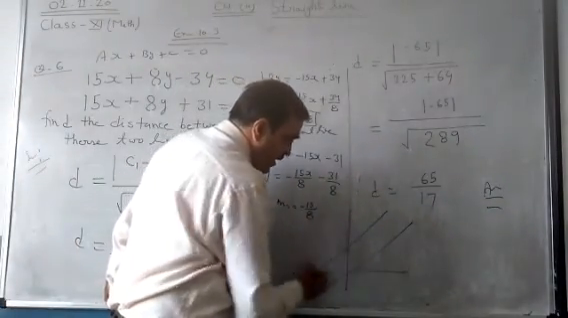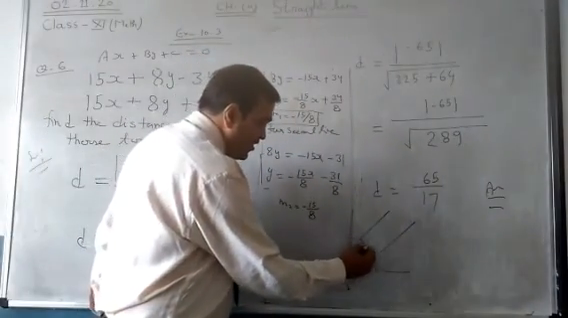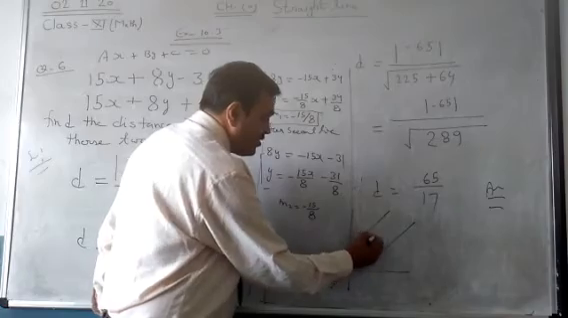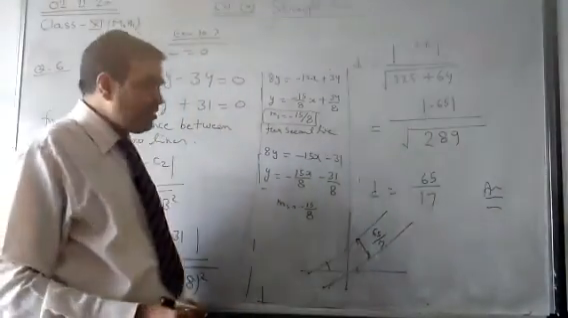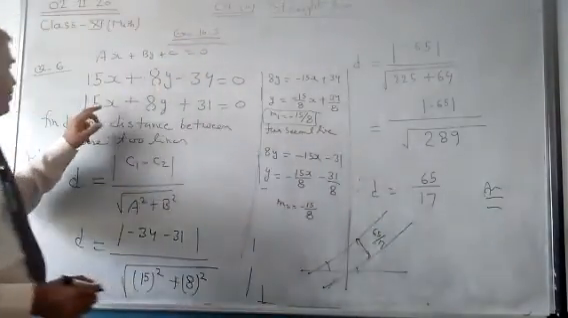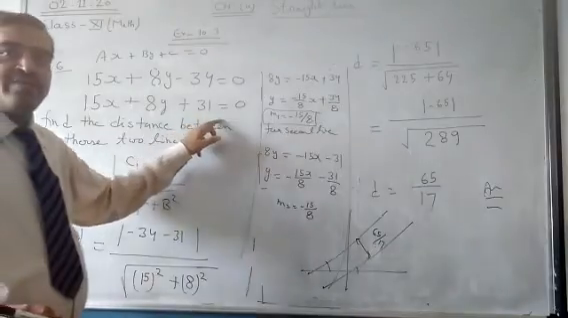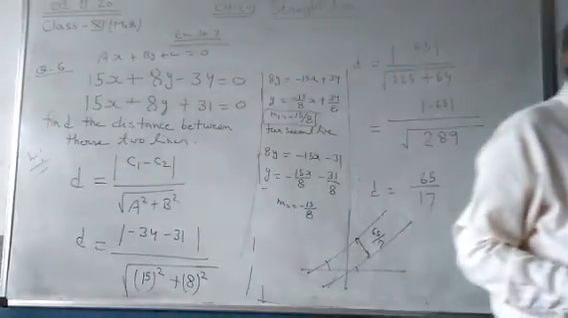These are parallel lines, their slope is the same, and this distance d equals 65 upon 17. This is the equation of the first line given, and this is the second equation, 15x plus 8y plus 31 equals 0. Clear?